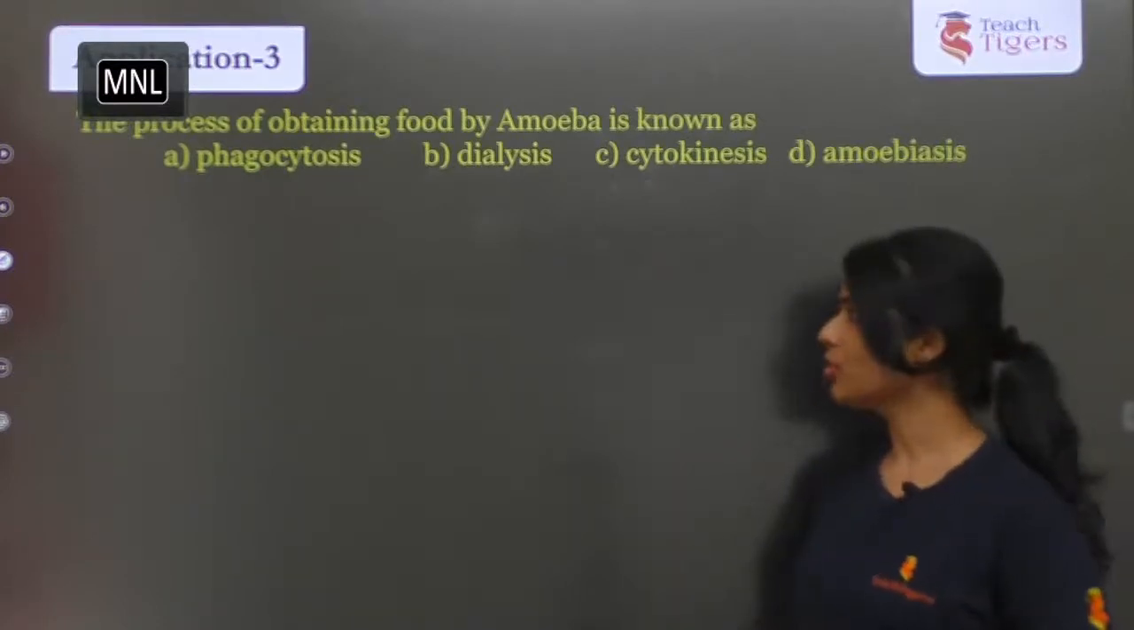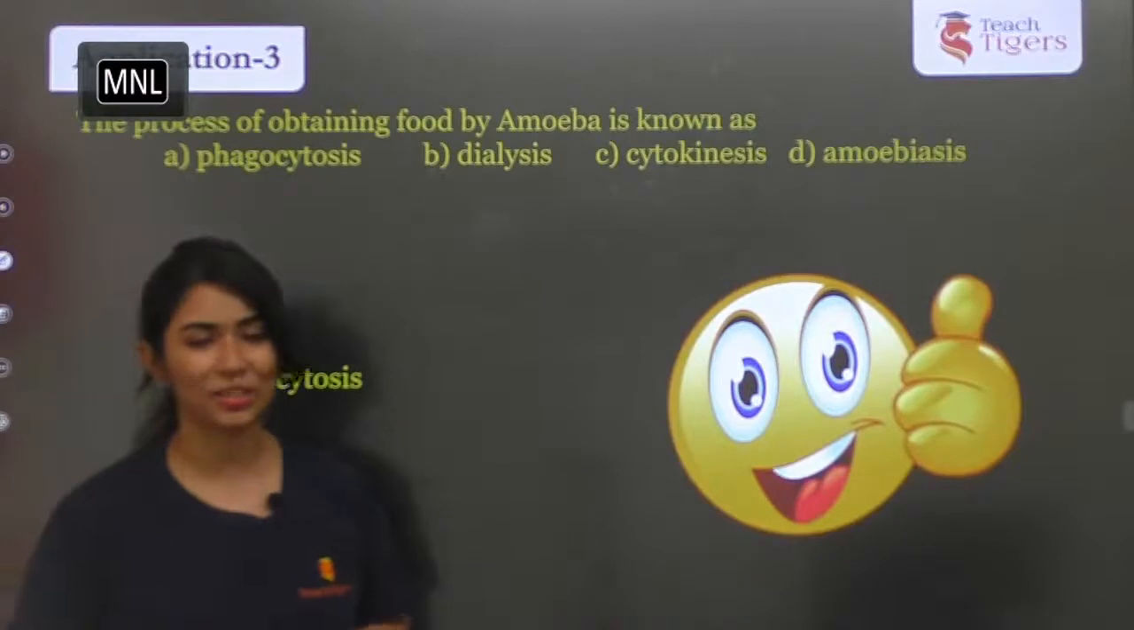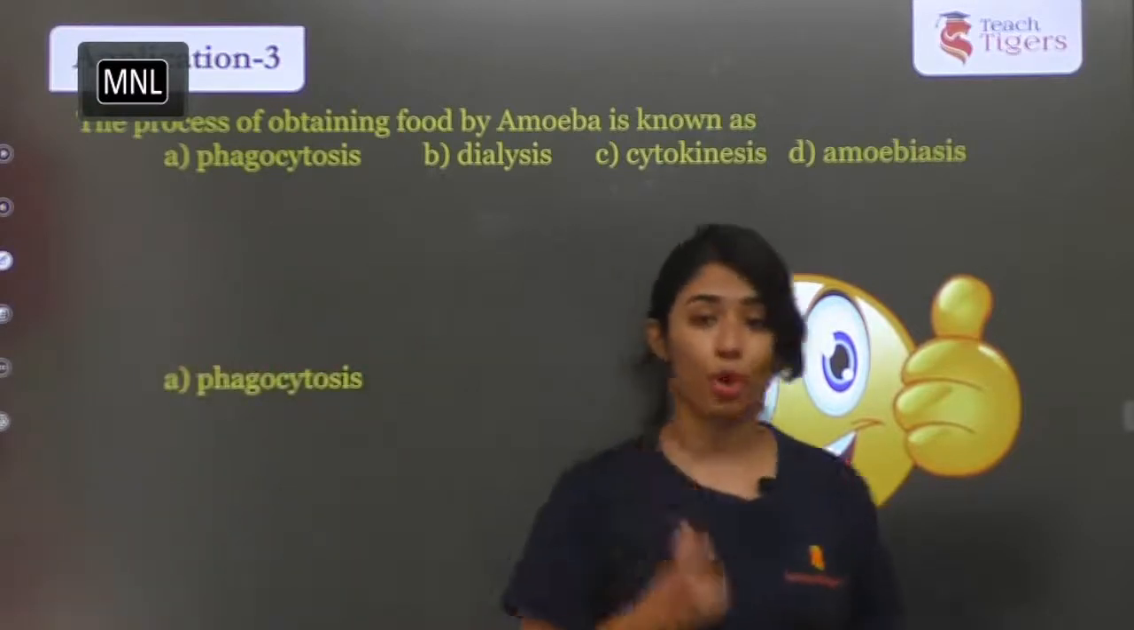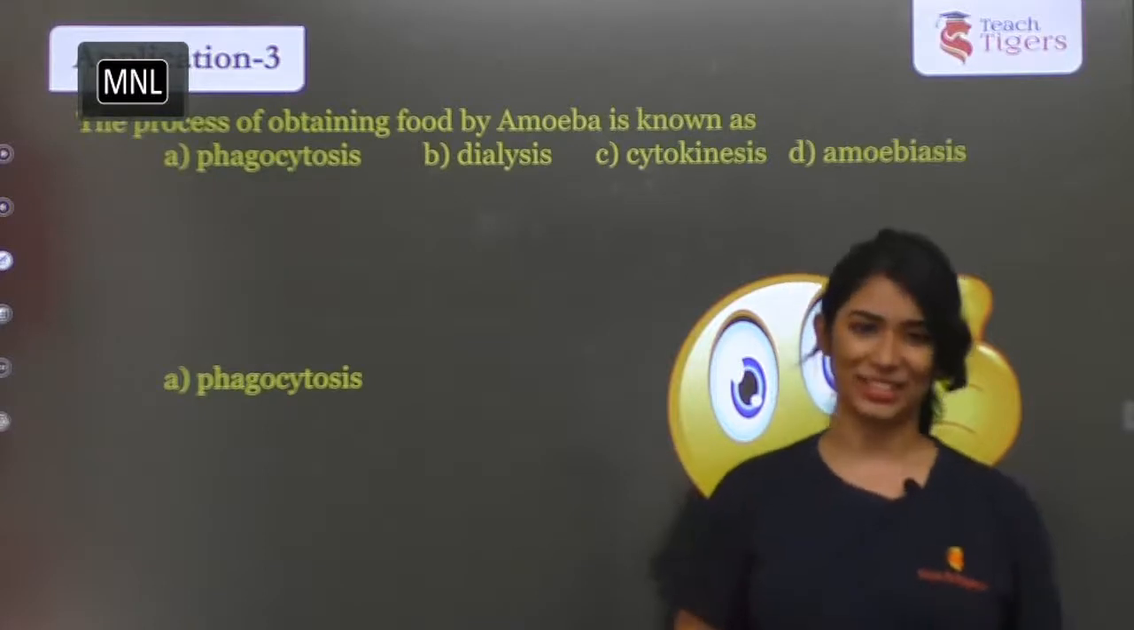And what is that process known as? It is a very direct question. The answer is phagocytosis. Okay, it is the right answer, right? So phagocytosis is a process by which amoeba will engulf the food particles inside.